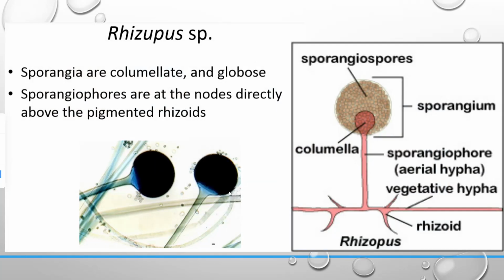And here you can see that again under the microscope. The sporangia are columellate and globose. Sporangiophores are at the nodes directly above the pigmented rhizoids. So here you can see Rhizopus: the sporangiophore, the columella, and the sporangium releasing the sporangiospores. And that is it.